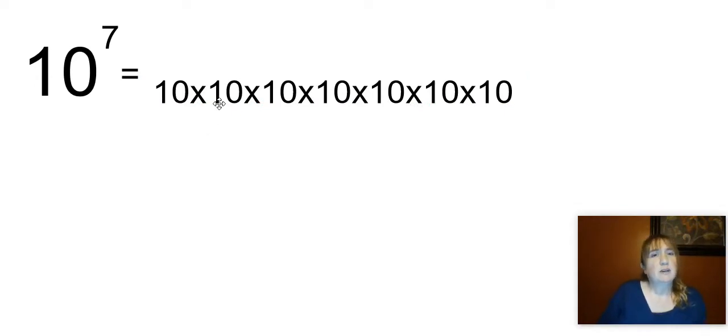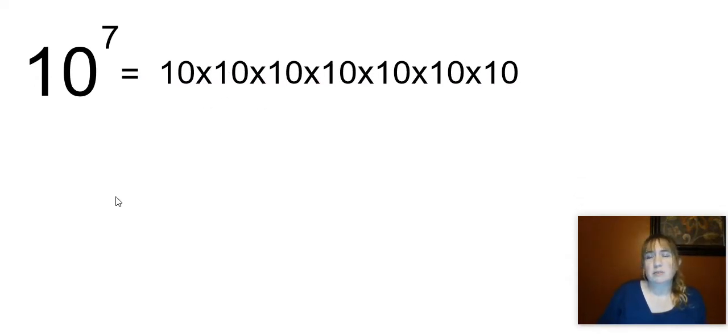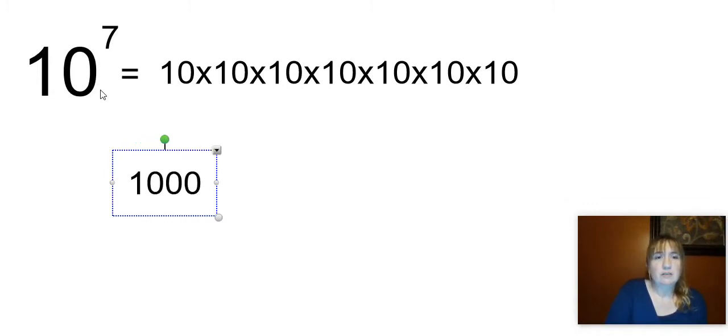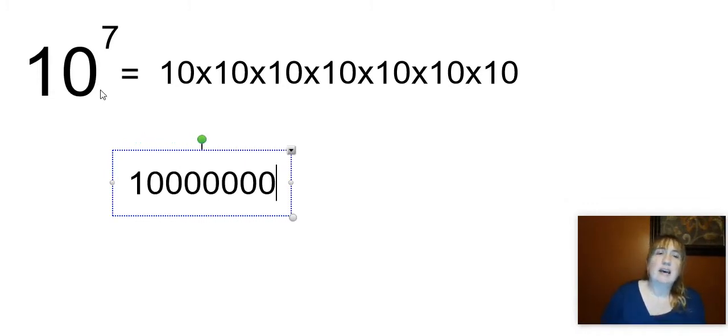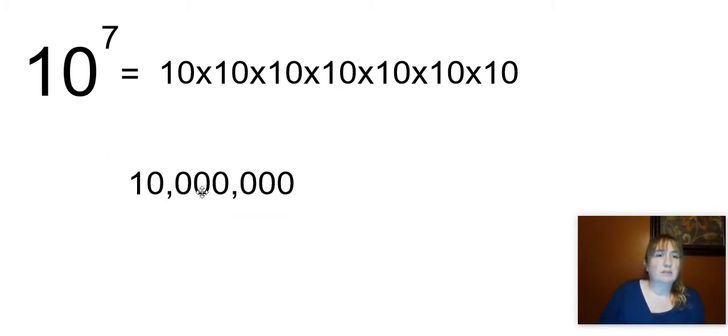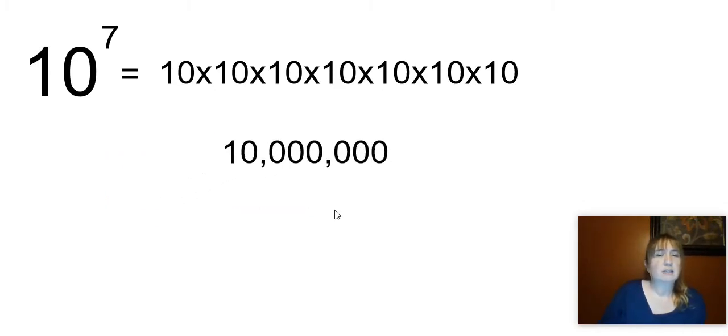Now, if we were going to write this in standard form, do you remember what the trick is? Yep, you put the 1, and then how many zeros would we need? Well, the exponent tells us that we need 7 zeros: 1, 2, 3, 4, 5, 6, 7. After I put my zeros in is when I want to add in my commas, so 3 spaces over from the back. And if I plug those in, I can easily see that my answer is 10 million.